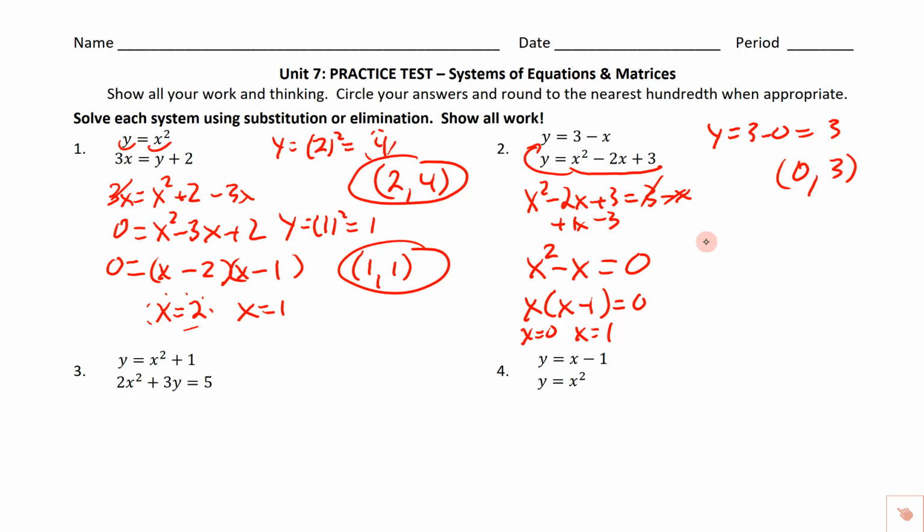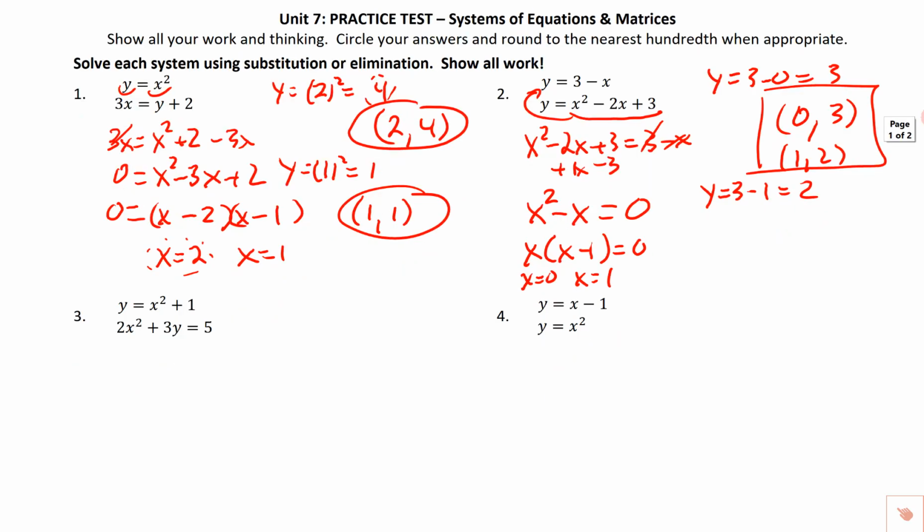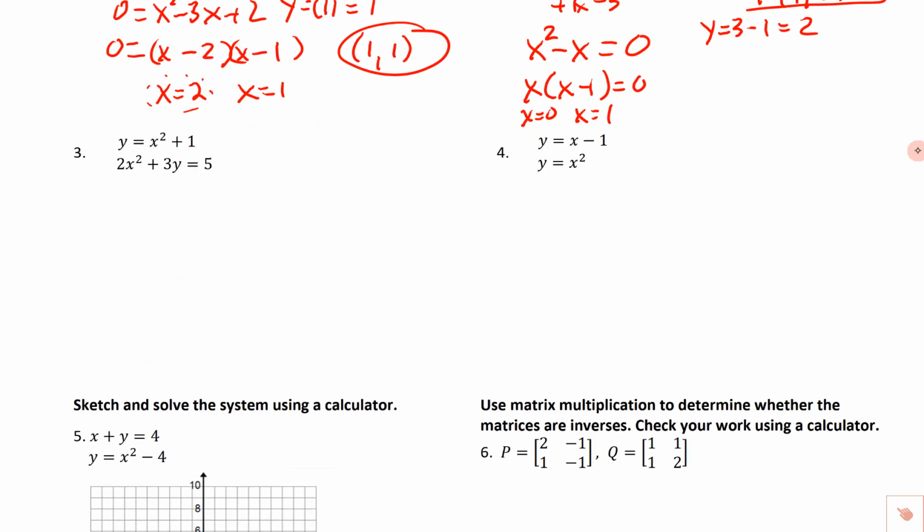And then the other one would be y equals 3 minus 1. So we end up with a 2. So the answer that comes from that is 1 comma 2. So there are the two solutions on that. Didn't require any rounding or anything. So we'll take a look at this one.